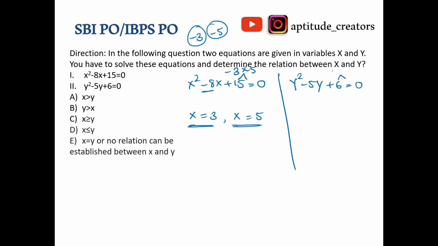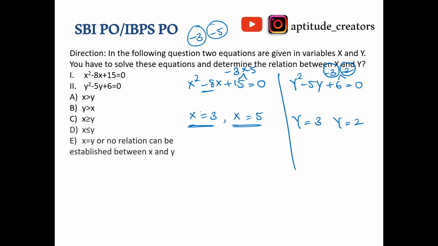Now how can I split? 3 into 2 gives the result 6. Now minus 3 minus 2 gives the result minus 5. Yes. Now here the minus. Now what about the final signs you can expect? Y is equal to plus 3 and y is equal to plus 2. Signs will be changed. That's it.